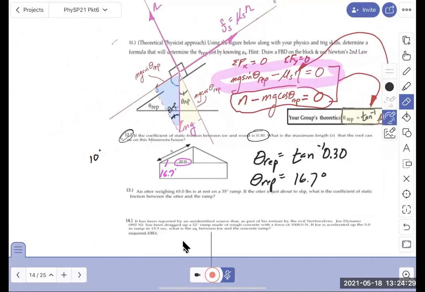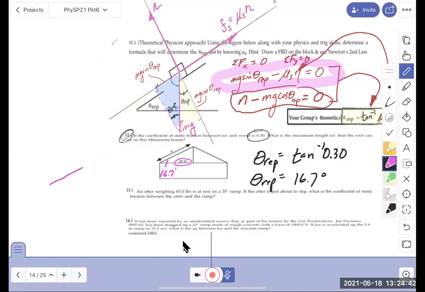What should the length of the roof be? What's the maximum it could be if you know that this joist here is 20 feet? So now it's simply right, it's just a little trig. So there's your right triangle. This is 20 feet. And this angle is 16.7.